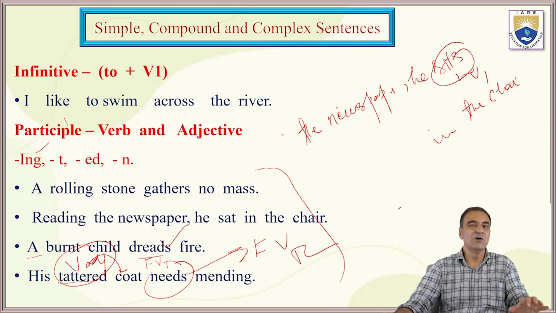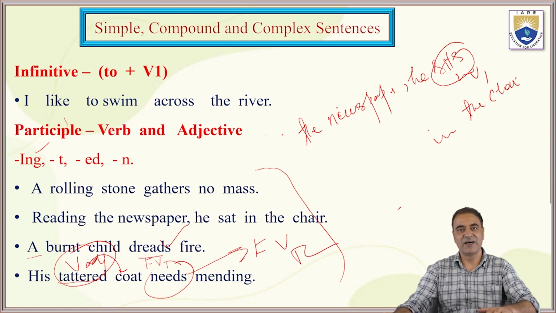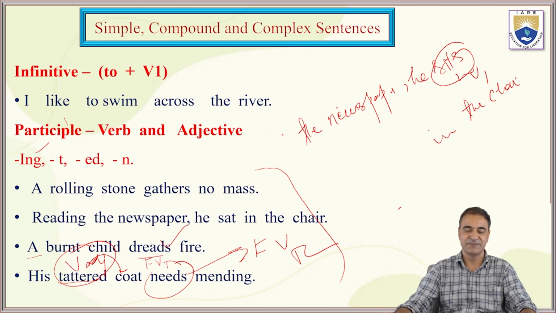they do not, for example, show the time of an action. Even if you change, for example, the tense of the sentence, they will not change. They will remain unchanged. That's why they are non-finite verbs. In fact, participles.